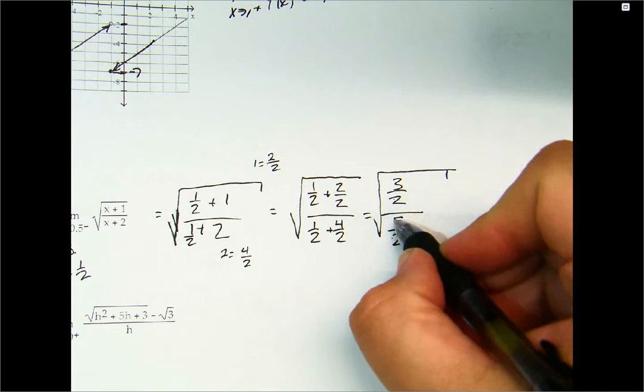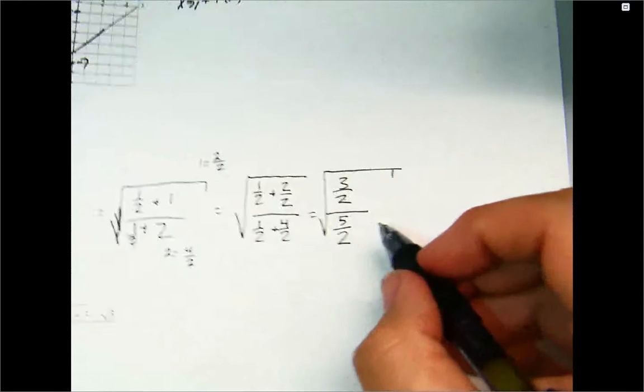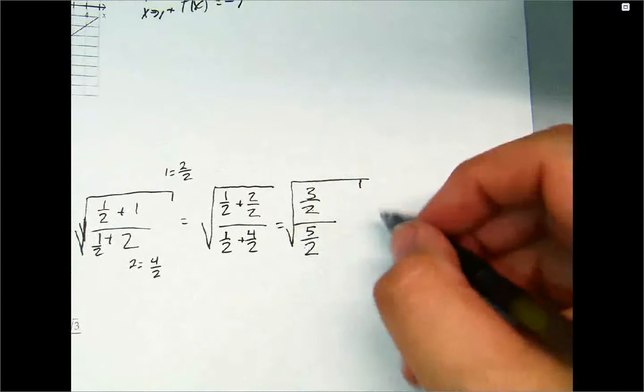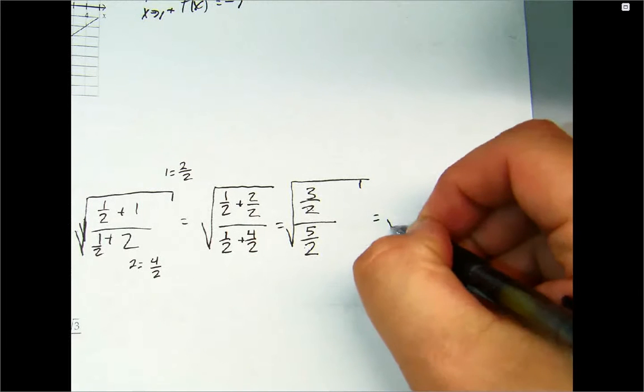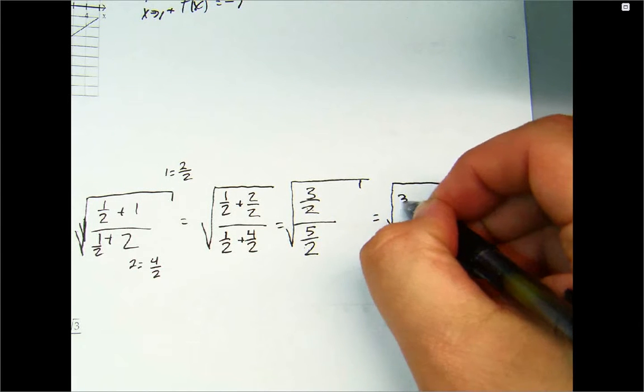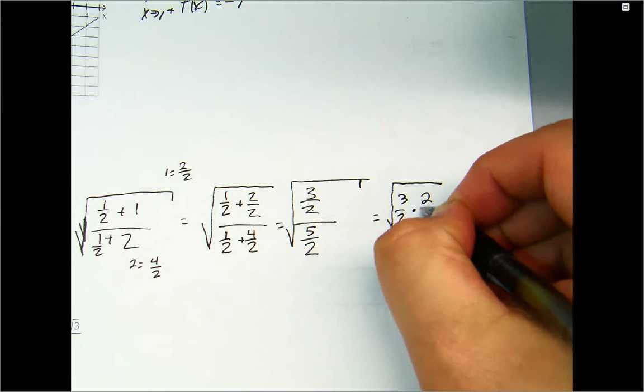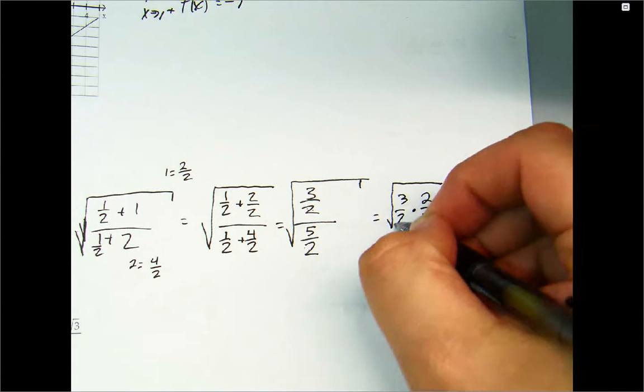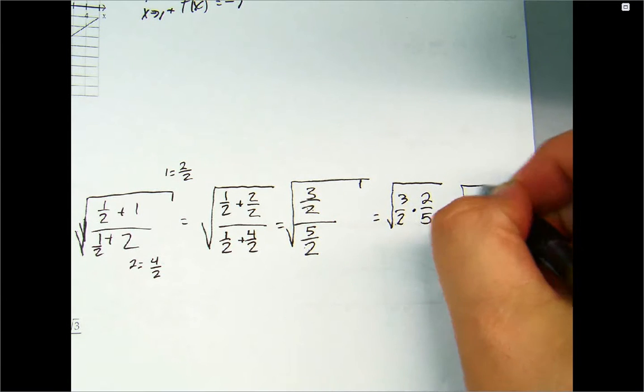But if you wanted to change that, this would be equal to the square root of 3/2 times 2 over 5. The 2's divide out, so we get 3 over 5 as our answer.